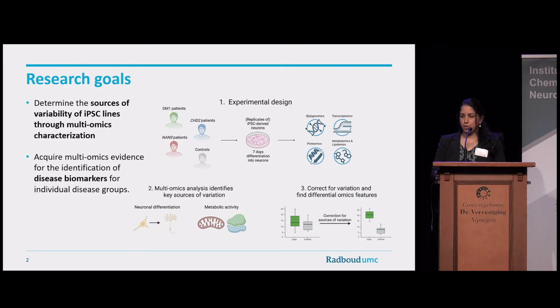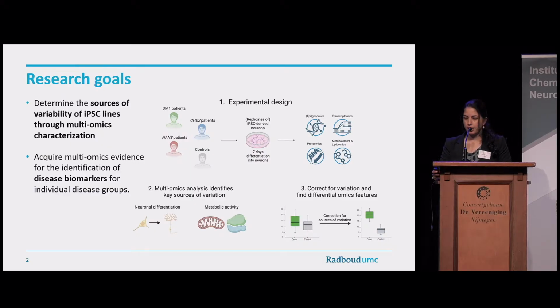So what were our research goals? Our research goals were to determine the sources of variability in iPSC lines using a number of omics layers, both looking at them independently, but also looking at the multi-omics data in an integrative manner. And the second was, once we identify this variability, can we remove or correct it and find disease-related markers in the individual patient groups that we used.